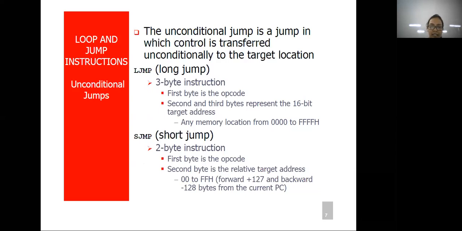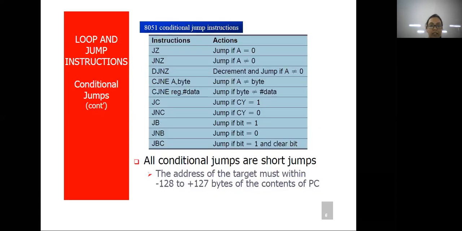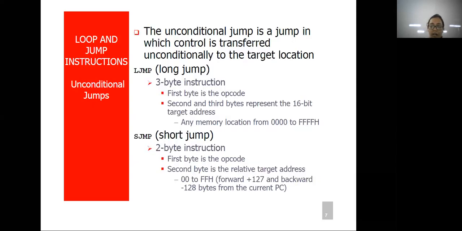Now let's take some examples of unconditional jump. Up till now we have seen the table of conditional jumps. Now what is an unconditional jump? Without any fulfillment of a condition, you have to jump to the location specified. The unconditional jump is a jump in which control is transferred unconditionally to the target location.